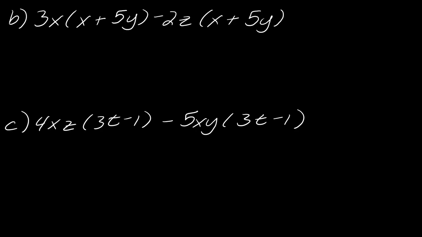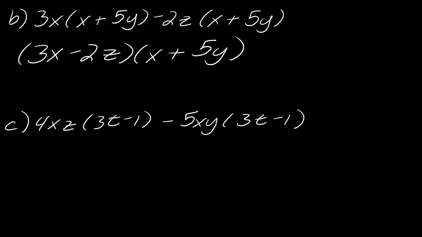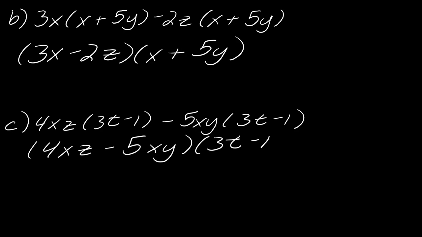Okay, so for b, if I just write what's in front of the set of parentheses, this is going to be 3x minus 2z, and then x plus 5y. Then for c, this is going to be 4xz minus 5xy times 3t minus 1. So again, I'm just taking exactly what's in front of the parentheses, including whether this is a plus sign or a minus sign, and then I'm just writing it directly in here.